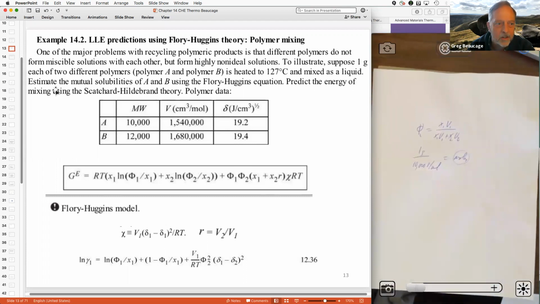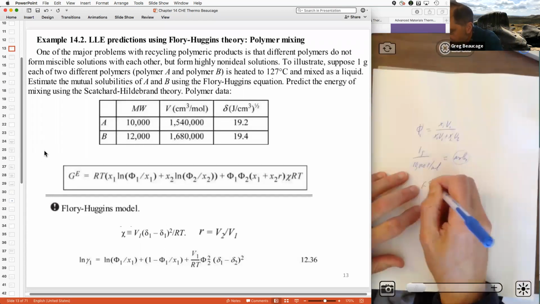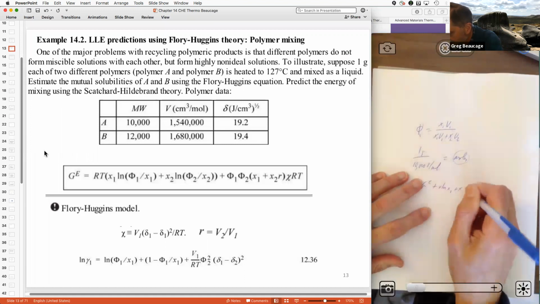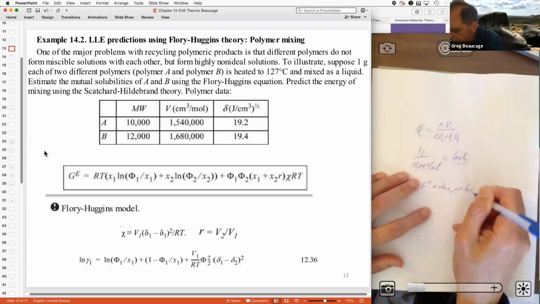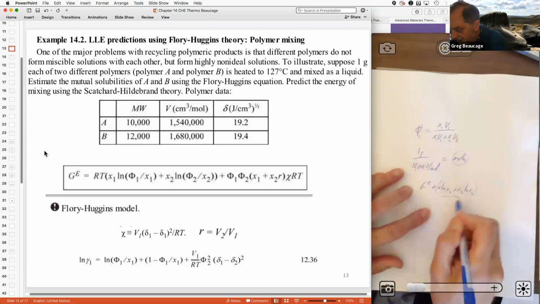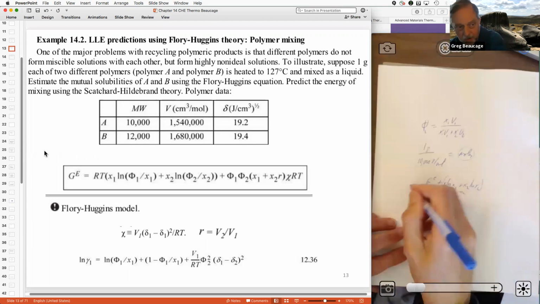So predict the energy of mixing. So you want this energy of mixing. Right? So this is the excess, and this plus, so it's going to be g excess plus x1 ln x1 plus x2 ln x2. Right, so it's going to be that plus the entropy of mixing. This is going to be the total G of mixing.